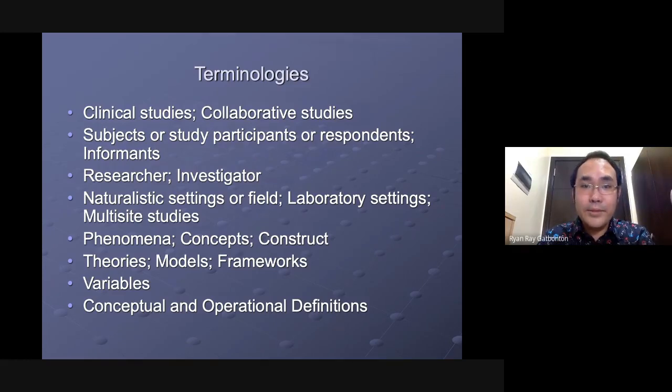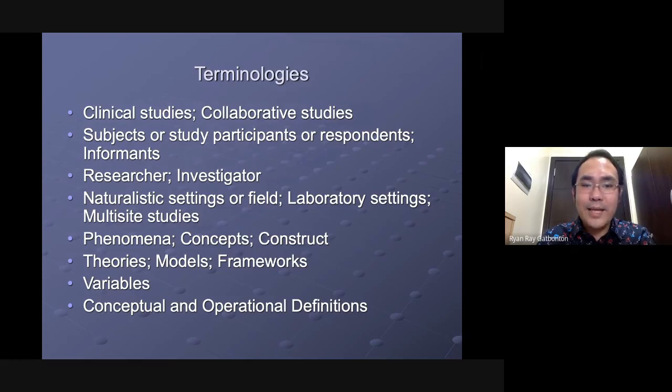Those who do research are called researchers, or sometimes we can use the term investigator interchangeably. Sometimes we do a research with the supervision of an expert. This supervisor will always be termed as the primary investigator.